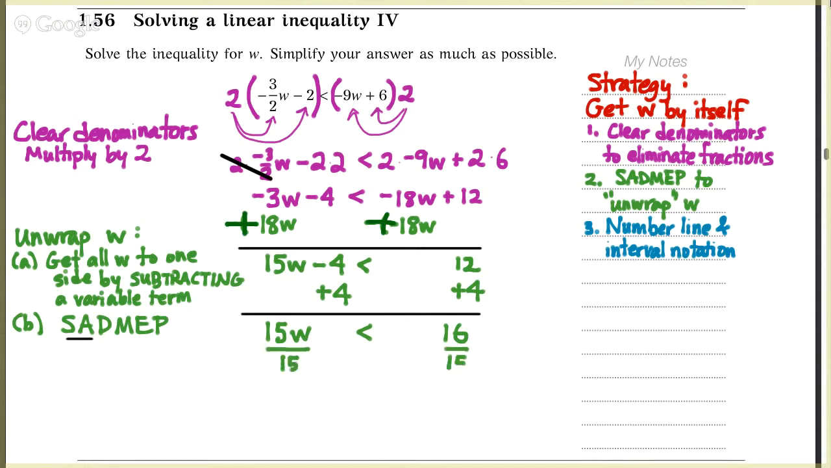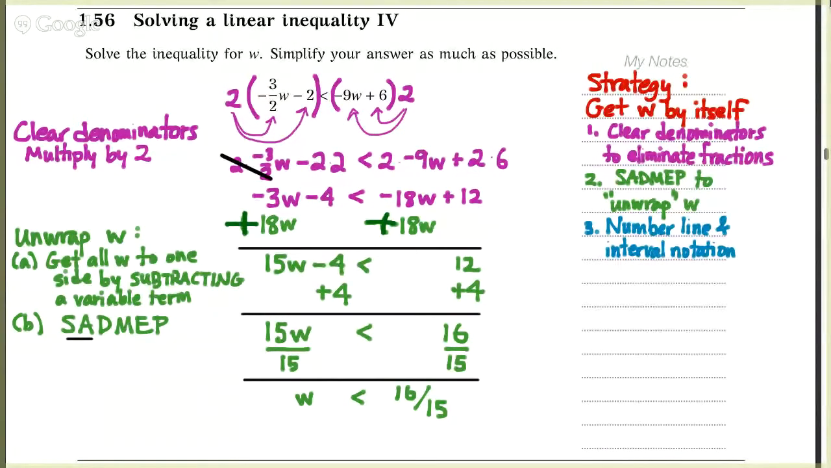Now there's no more addition or subtraction I can do to make this simpler. So I'll go for division or multiplication. In this case, dividing will turn 15W back into just plain W, which is what we want, by dividing by 15. If I do that on both sides of my inequality, I'll get W by itself to be less than 16 over 15. So now the W has been completely unwrapped, and this is more or less a solution to this inequality.